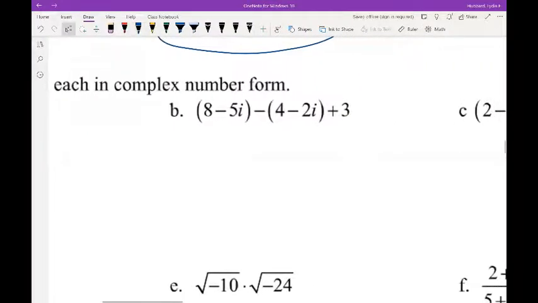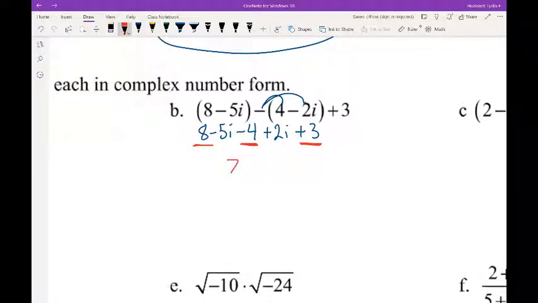In B, the only difference is we are going to need to distribute that negative before we can do anything. So that would give us -4, and that negative times -2i would give us plus 2i. And then that negative does not get distributed to that plus 3 on the very end because that is not in the parentheses. So we're just going to leave it there, and we'll combine our like terms. So 8 minus 4 plus 3 is going to give us 7. 8 minus 4 is 4, plus 3 is 7. And -5i plus 2i will be a -3i. So that'll be our answer there.